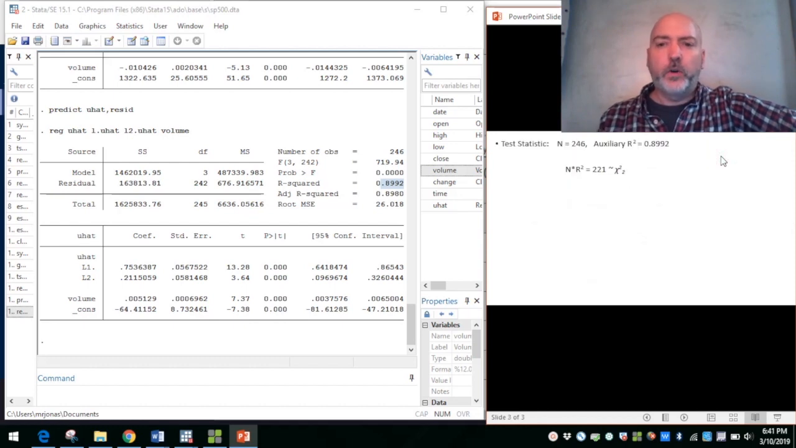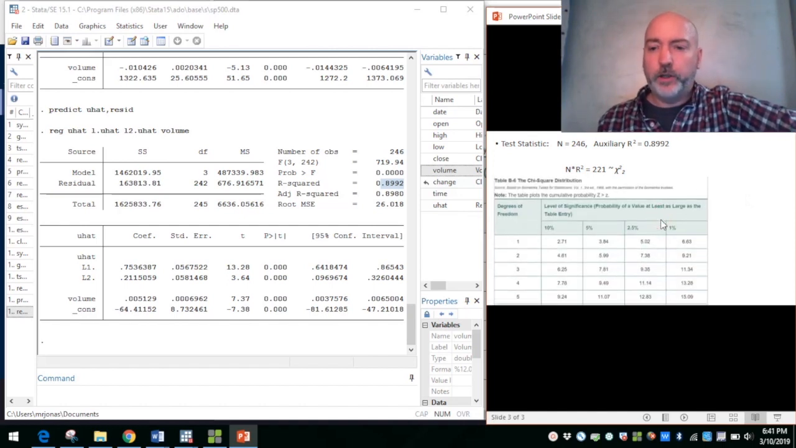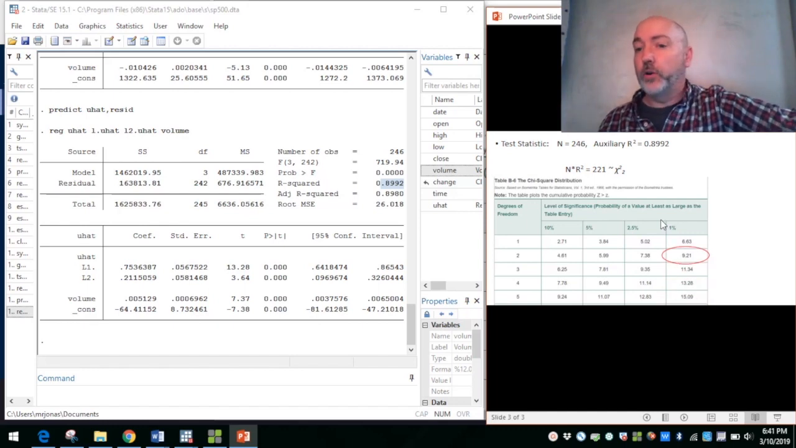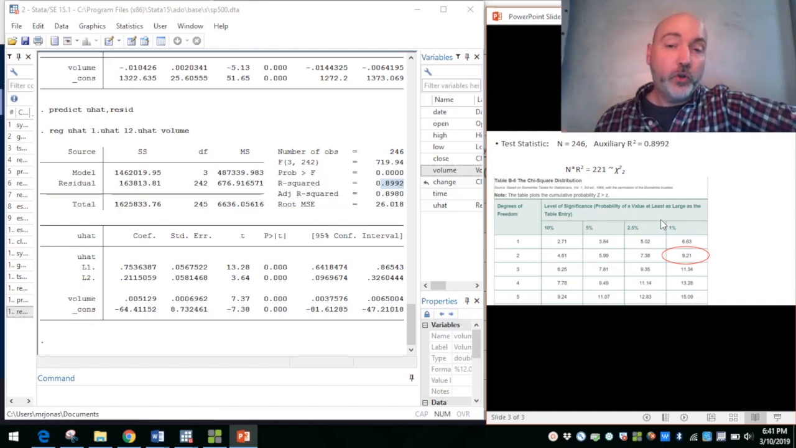In our little example, we have our results from our auxiliary test equation: n of 246, the R squared of 0.8992. We do a little multiplication, and we get a chi-square Lagrange multiplier test statistic of a whopping 221. As we saw from that R squared, we're pretty sure we're going to be in trouble here. We are going to be able to reject that null. We flip to the back of our econometrics book that we always have with us, and we see that the 1% 2-degree of freedom chi-square critical value is about 9.21. So we're a mile and a half past that. We can strongly reject that null, and we find that we do have significant autocorrelation.